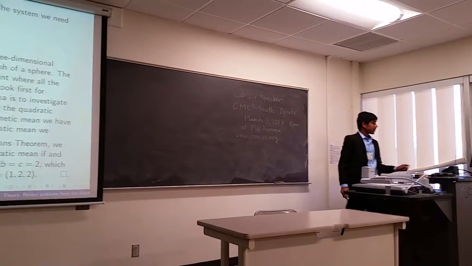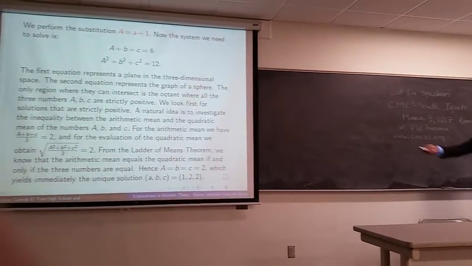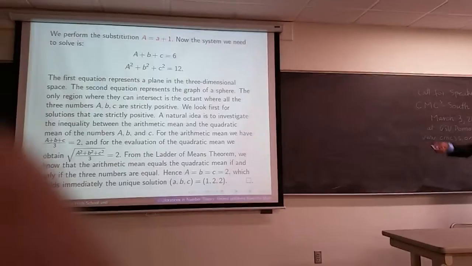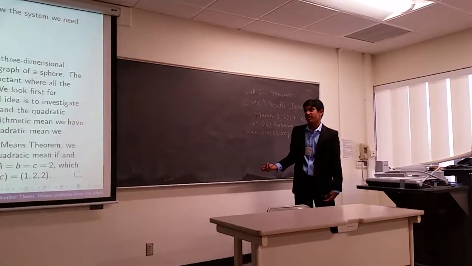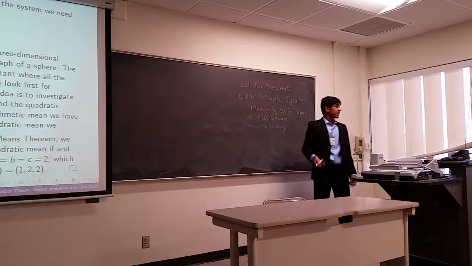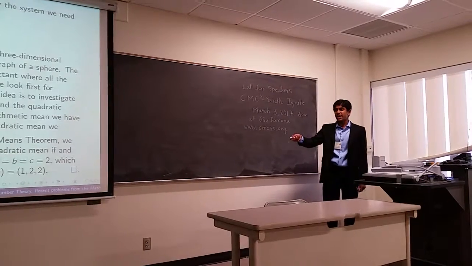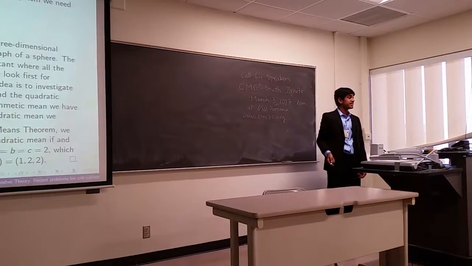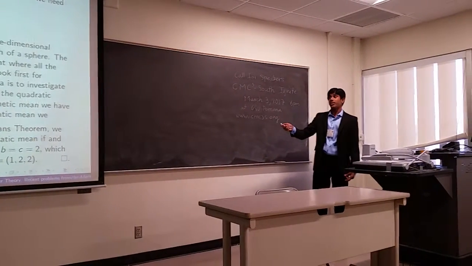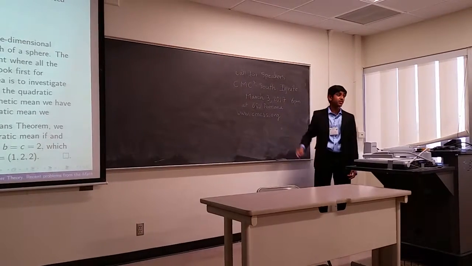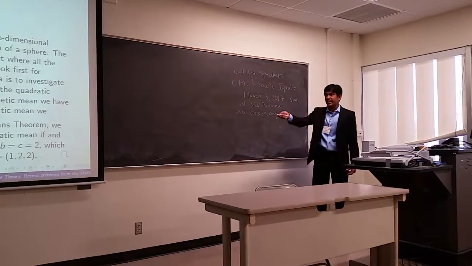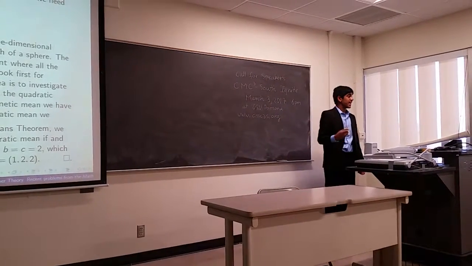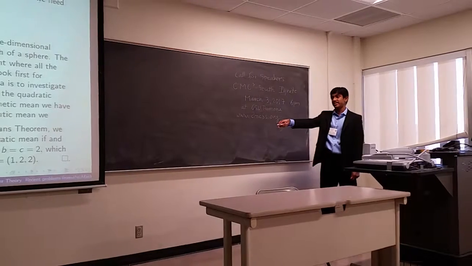If you do that, you end up with capital A plus B plus C over 3 equaling 2, and the square root of capital A squared plus B squared plus C squared over 3 also equaling 2. So if the arithmetic mean and the quadratic mean both equal the same result, that can only happen, according to the ladder of means theorem, when all three values are equal. They all add up to 6 and they're all equal to 2. But wait, capital A is equal to a plus 1, so that means a itself is equal to 1. So you get a equaling 1, b equaling 2, and c equaling 2.